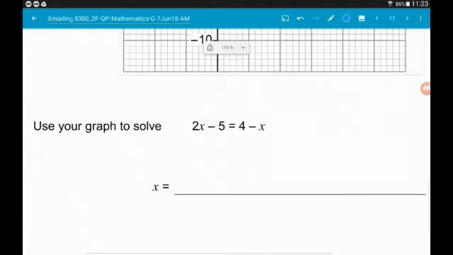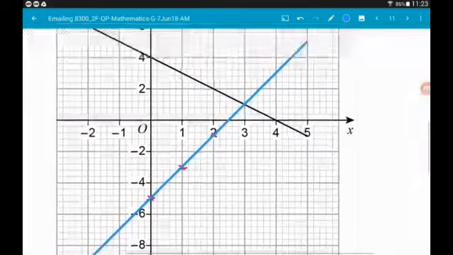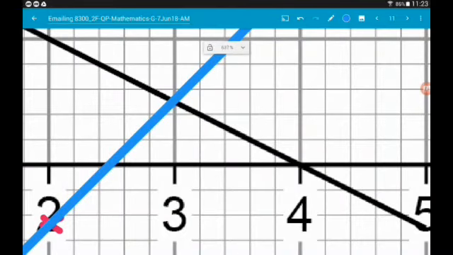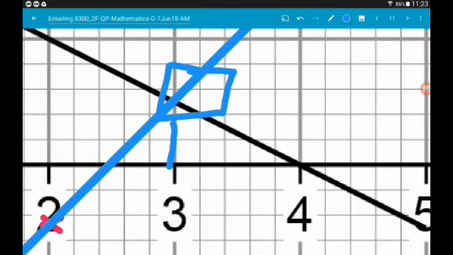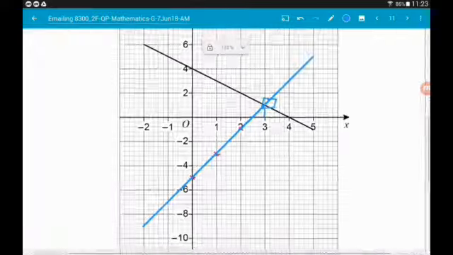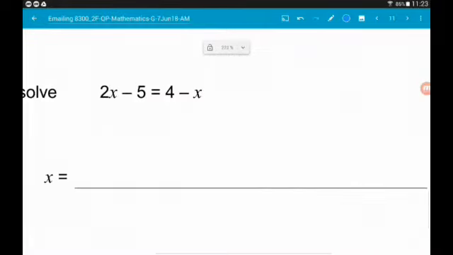Okay, and then part B wants us to use our graph to solve 2x minus 5 is equal to 4 minus x. So the way that we use a graph to do this is look for the point where the graphs meet. So the graphs meet here, and the value of x is 3. So that is the answer.